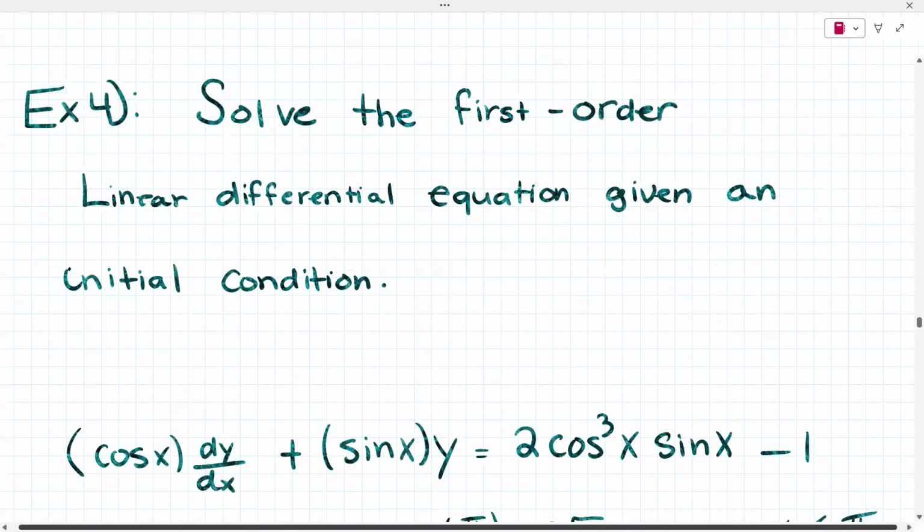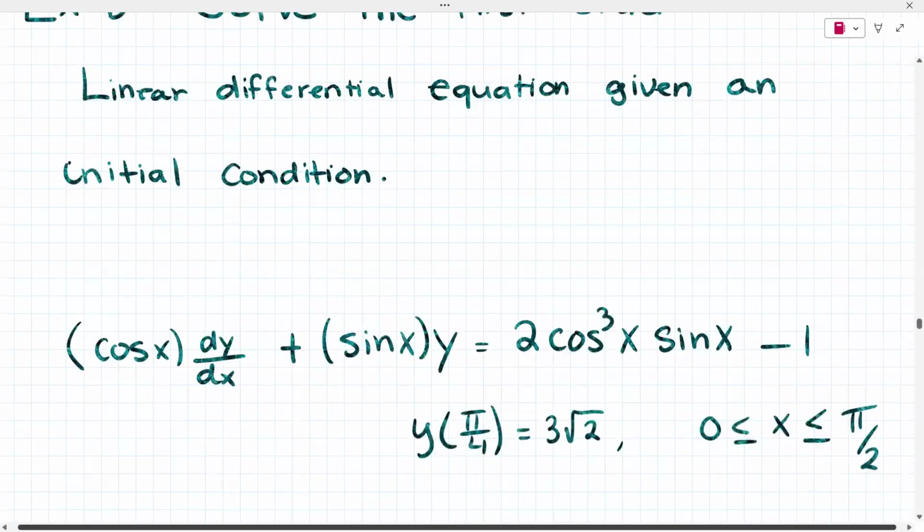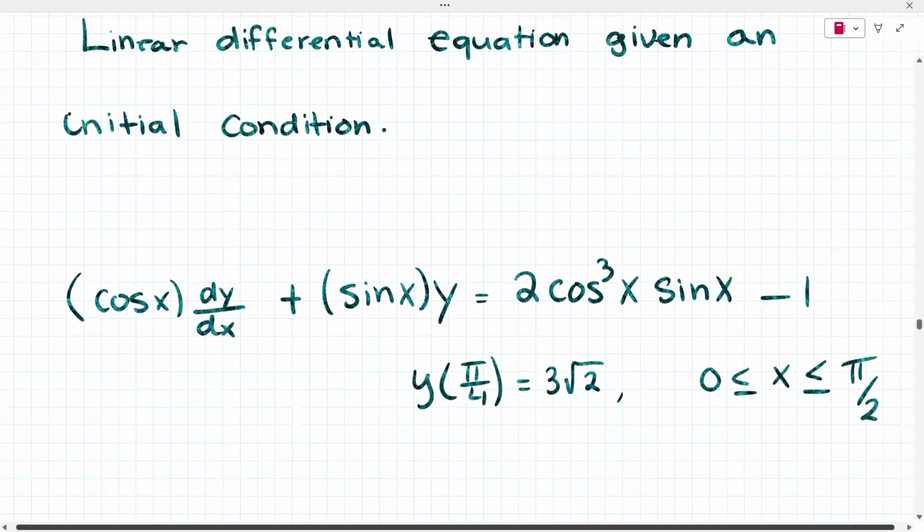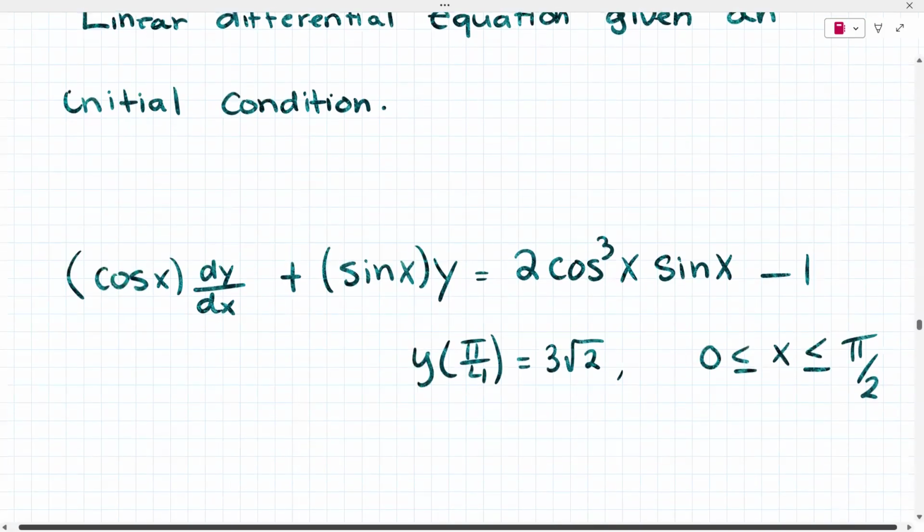Okay, so this one is a little bit different. Now we have an initial condition. Example 4 says solve the first order linear differential equation given an initial condition. So we have this whole thing: cosine of x times dy dx plus sine of x times y equals 2 cosine cubed x sine x minus 1. And then we are given an initial condition of y of pi over 4 equals 3 radical 2, right? And our boundary is from here.